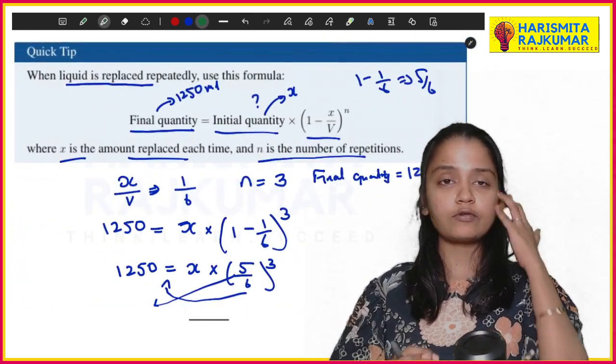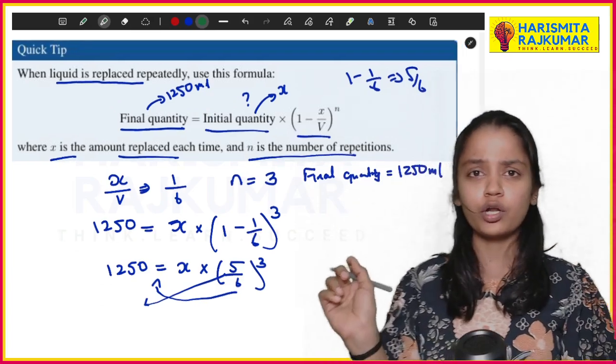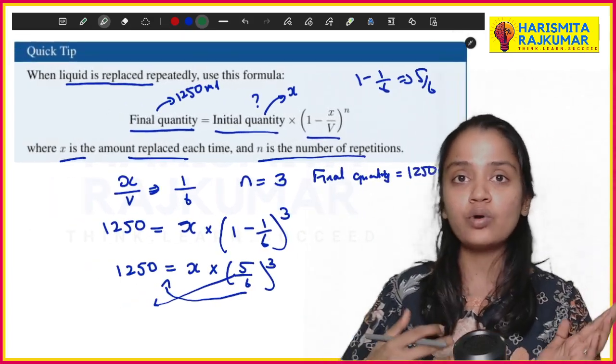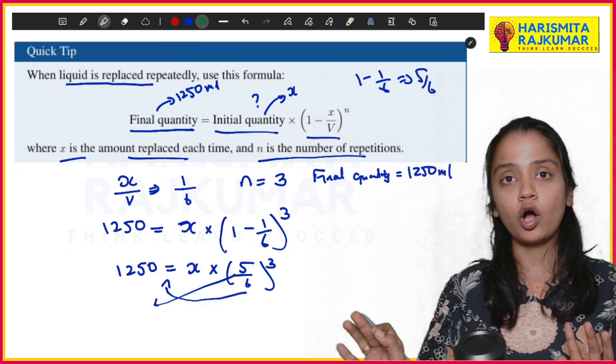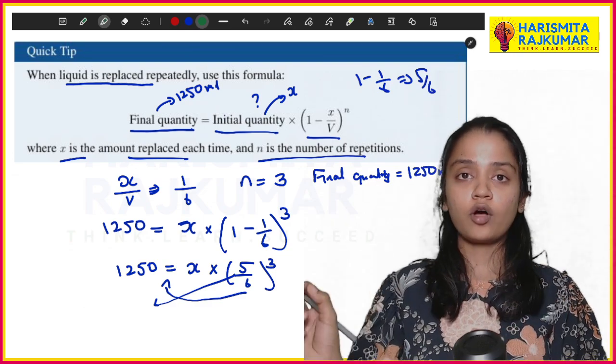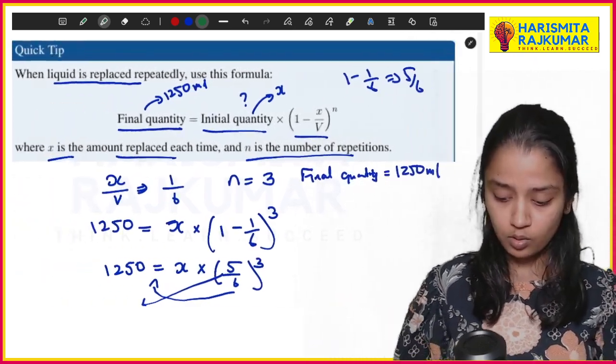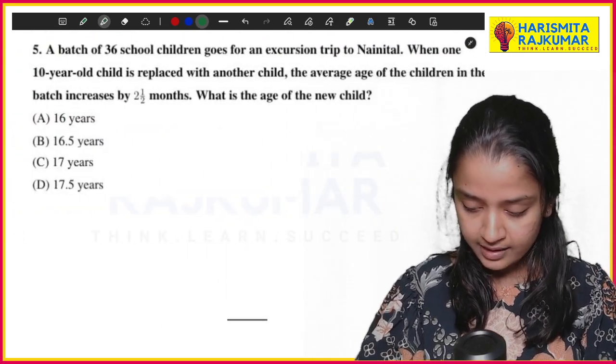So don't forget this formula. Just take a screenshot of this formula or note it down. I'll be solving the must-do aptitude questions, right? So for each and every question I'll be giving each and every formula. So just note those formulas. A similar type can be asked. Okay. Now let's go to the next one.